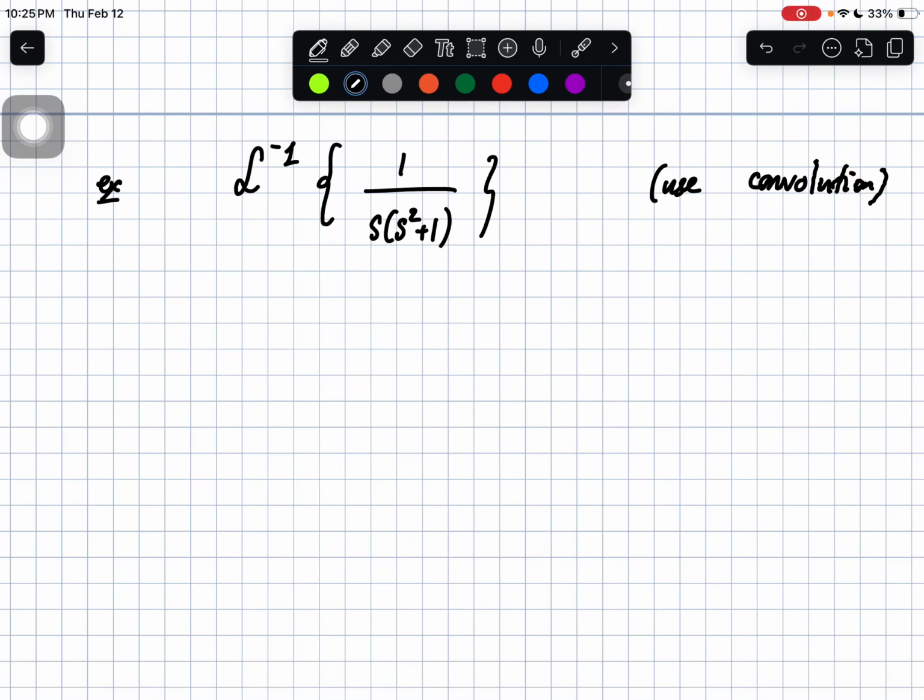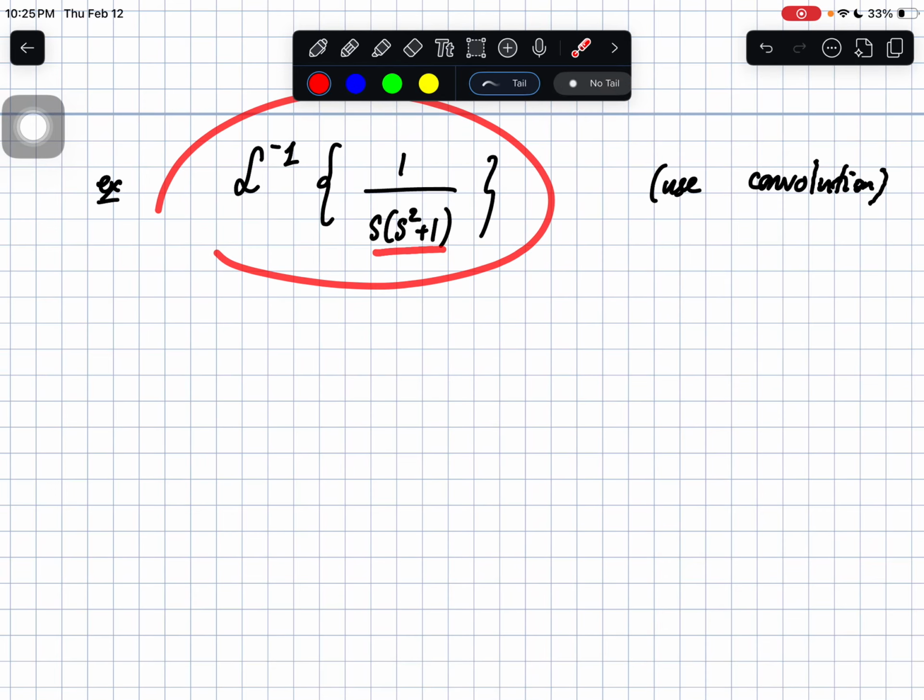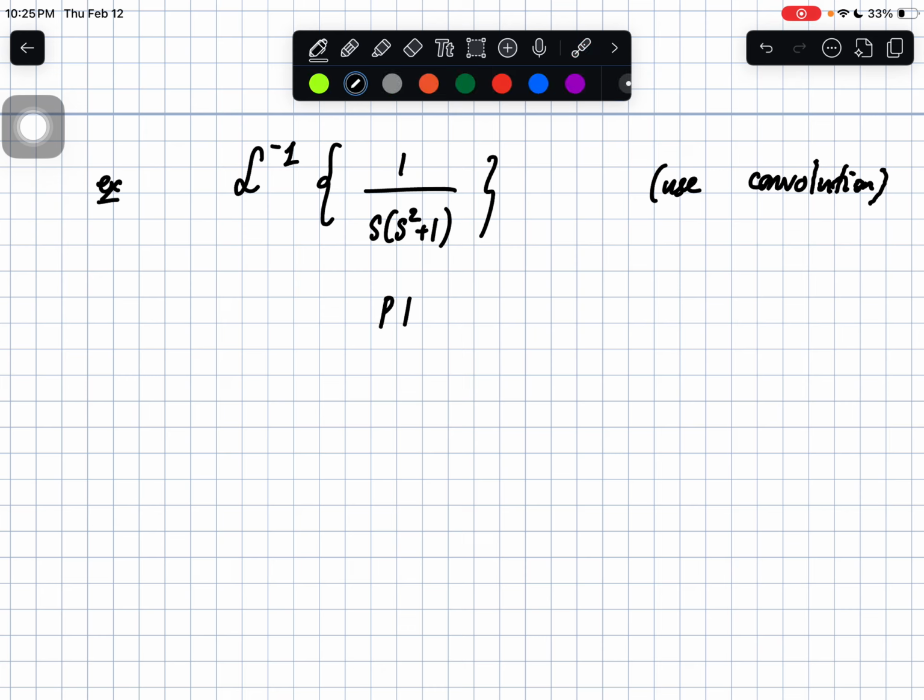Here is an example. We need to compute the inverse transform of this one using convolution. We can, of course, use a partial fraction decomposition, which would be easier. Partial fraction decomposition is also easy, but let's use convolution.